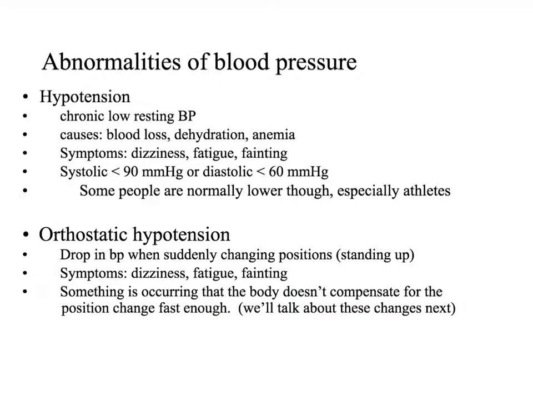Okay, so low blood pressure is hypotension. It's chronic low resting blood pressure. They say lower than 90 for systolic or diastolic lower than 60. You have to remember some people always have low blood pressure, so it can vary from person to person. If you're an athlete, running all the time, you probably have a lower blood pressure than somebody that doesn't.